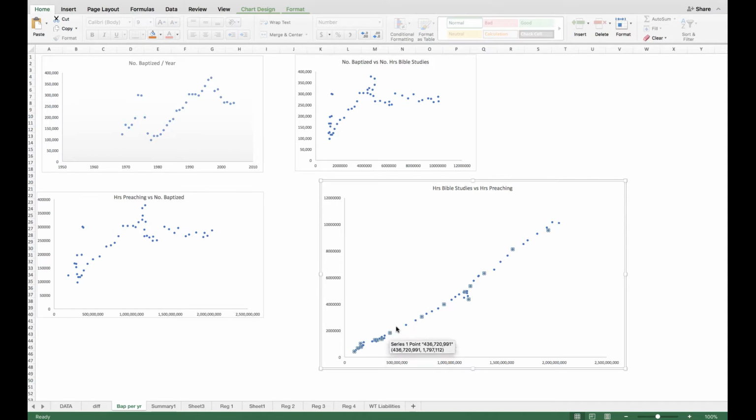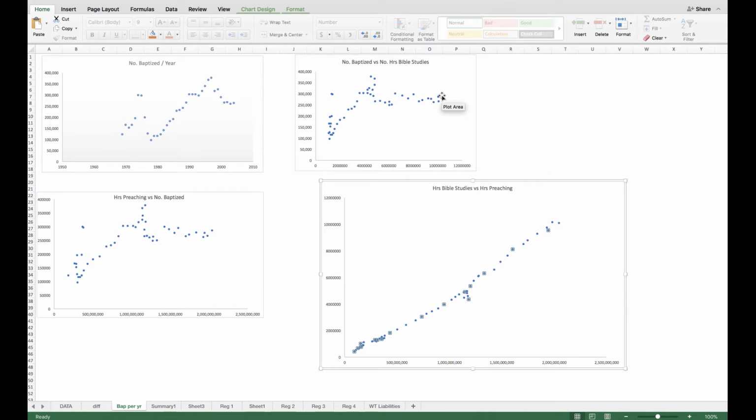So this shows that there is a very direct correlation, a very tight correlation between the number of Bible studies being conducted and the knocking at the door work, the service work, the billions of hours put into service. But from 1997 to 2017, whether or not those Bible studies have increased, it has not resulted in an increased rate at which people are being baptized. That has flattened out.